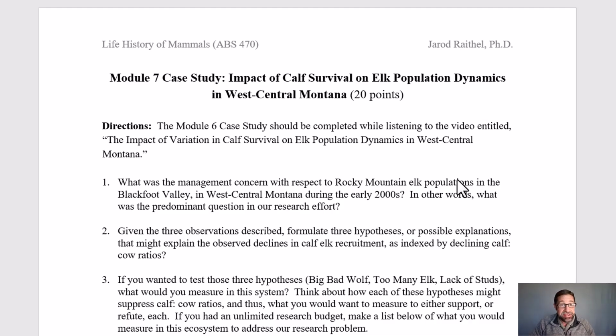So just like last time, there's a case study in a Word document that's in Canvas. I'd ask that you open that now if you haven't done so, and please follow along through this presentation and just go ahead and directly input your answers into the Word doc to be uploaded to Canvas.